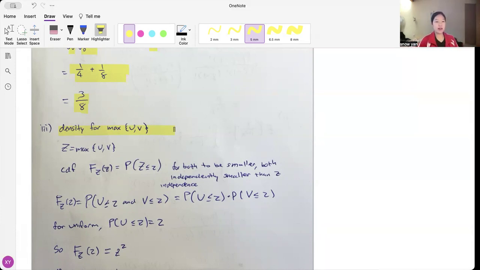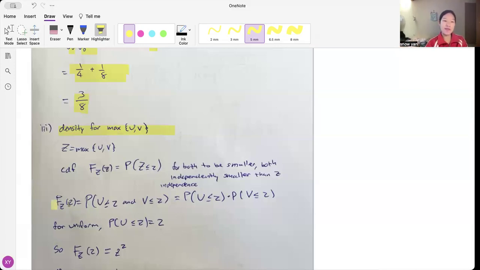So we're going to define our variable Z to be the maximum of U and V. So the CDF of Z is the probability that Z is smaller than or equal to z. And in order for both U and V to be smaller than or equal to z, because Z is the maximum of U and V, that means both of them have to be independently smaller than the small z.